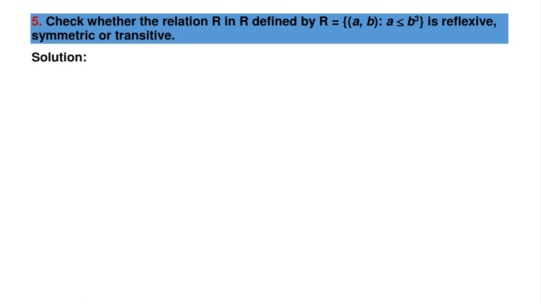Check whether the relation on the set of real numbers, such that (a, b) where a is less than or equal to b cube, is reflexive, symmetric or transitive. We test whether it is reflexive, symmetric or transitive. Let us take the relation in set builder form, with representative element (a, b), where a should be less than or equal to b cube. Here both a and b are real numbers.